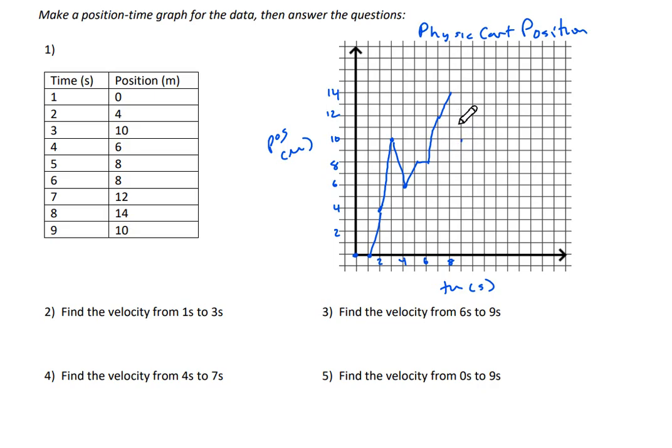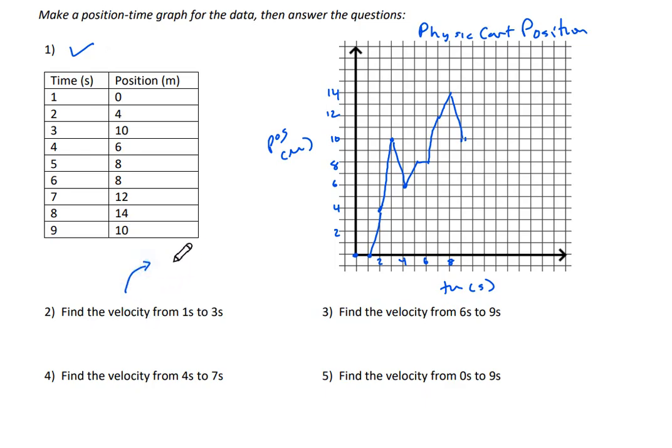10 is right here. Okay, there's our position time graph. I probably could have spread this out more, which is fine if you did that. That's not wrong. So just make sure you label your axis. All right, then so number 1 is done. We graphed it. All right, number 2, find the velocity from 1 to 3.